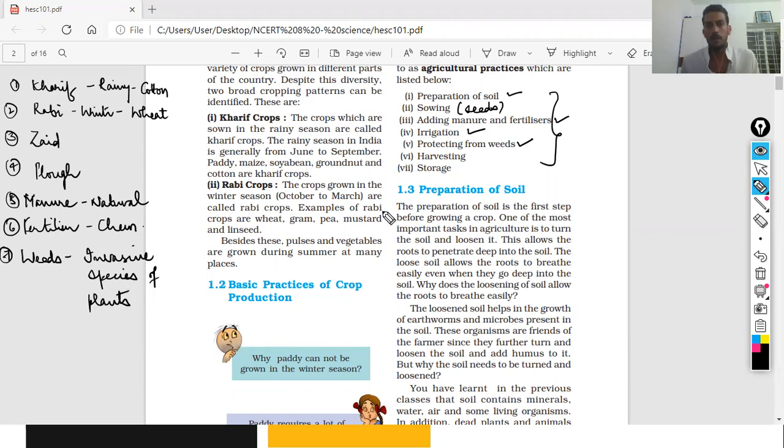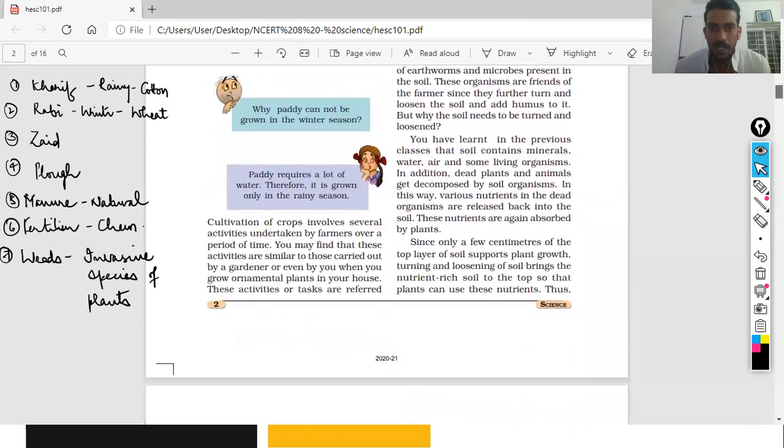And then the next step would be to harvest. You would be removing the crop that you have, and finally you would store it in the right storage places. So this is the life cycle of a crop that we can know. It's the same explanation that's given here.